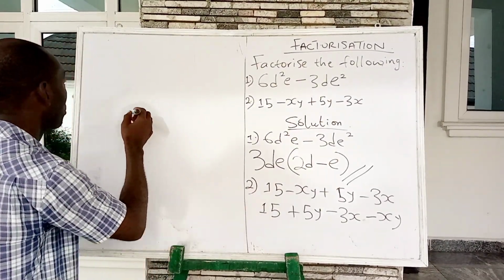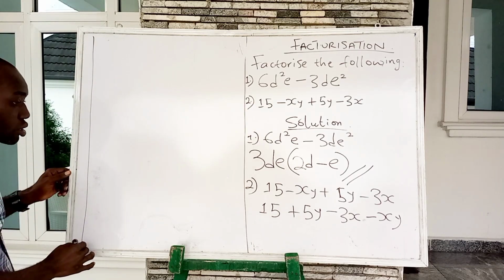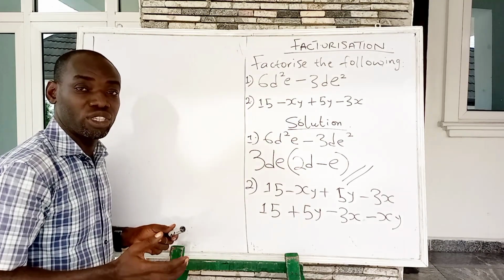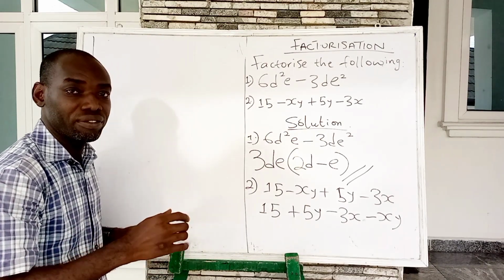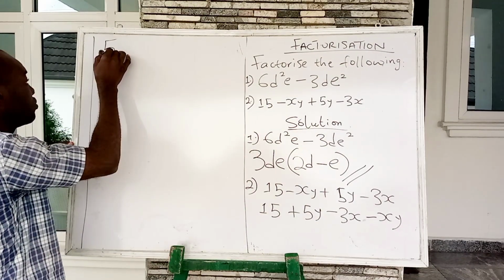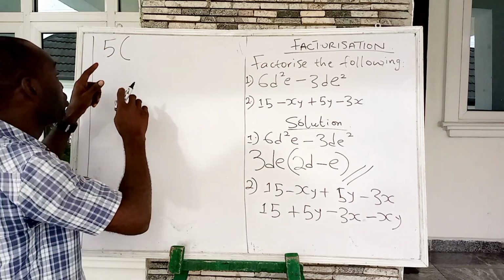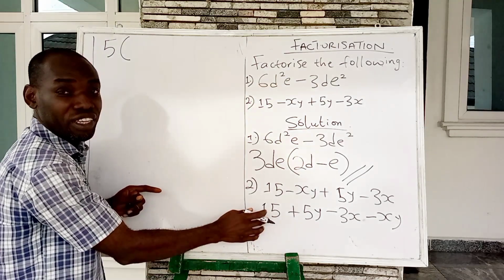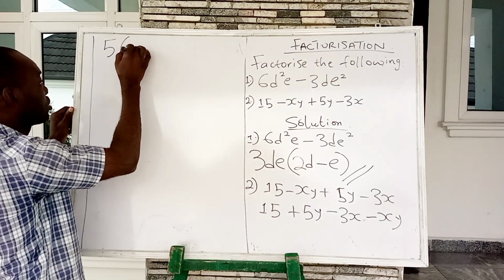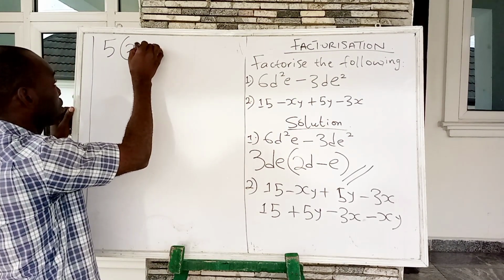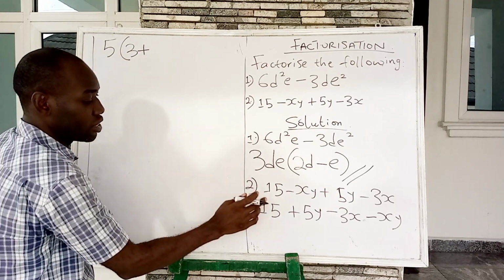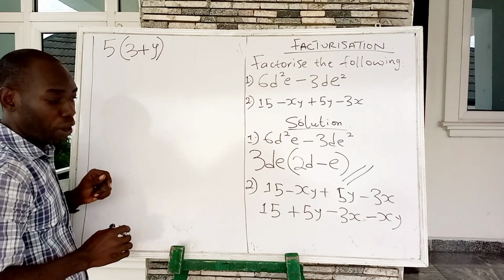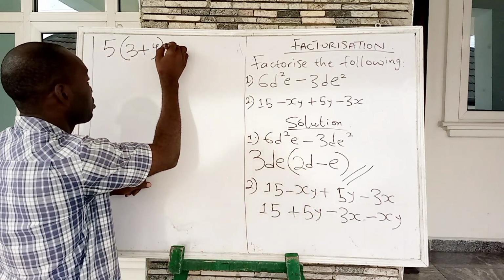Let's move to this side of the board. Now, between 15 and 5y, what's the common factor between them? The common factor is 5. We write down the 5, open our bracket, then use the 5 to divide into both of the terms. 5 divided into 15 will give us 3. The sign there is positive. 5 divided into 5y, you have y remaining. You close your bracket. The sign here is minus.